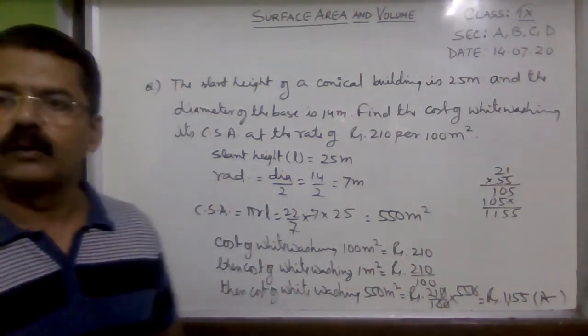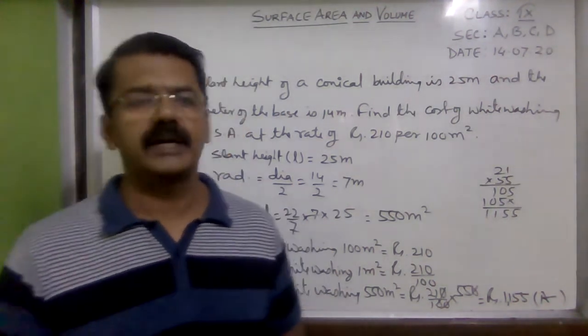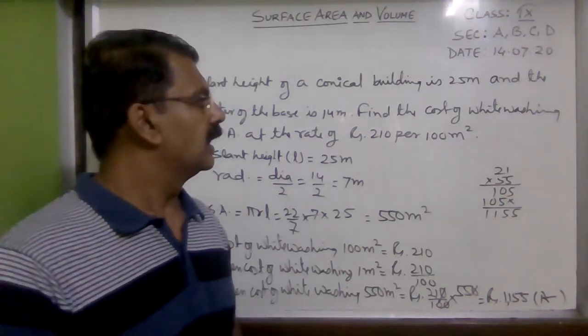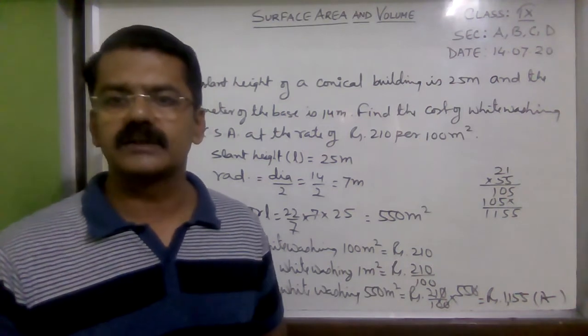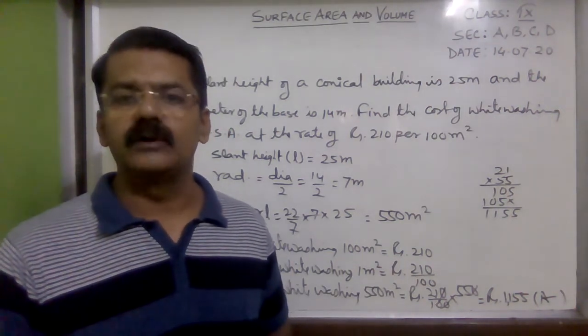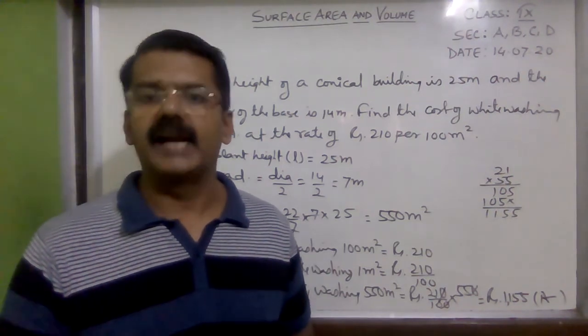The total cost of whitewashing will be rupees 1155. So I hope whatever we discussed today, the sums that I told you, it must be clear to you. So in the next class, we'll continue with few more questions, and I'll tell you about sphere and hemisphere also.